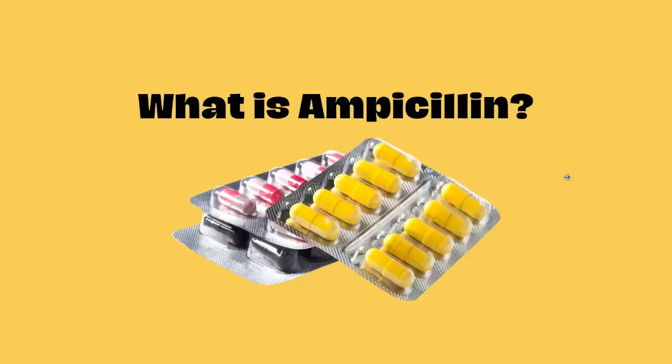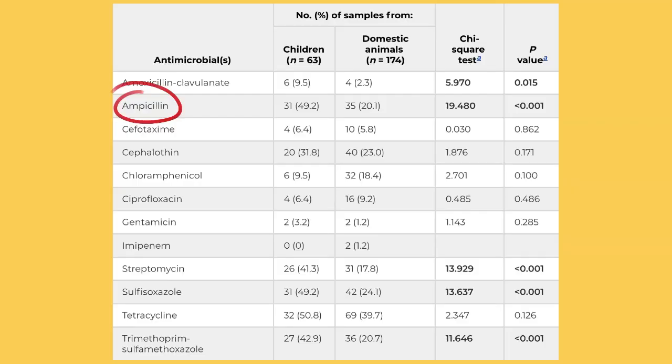Let's talk about what ampicillin is. Ampicillin is an antibiotic in the penicillin group, working by eliminating or inhibiting the growth of bacteria, and is commonly used in laboratory research and clinical settings to treat bacterial infection. However, in today's world, most bacteria can resist the antibiotic due to the ampicillin resistance gene.